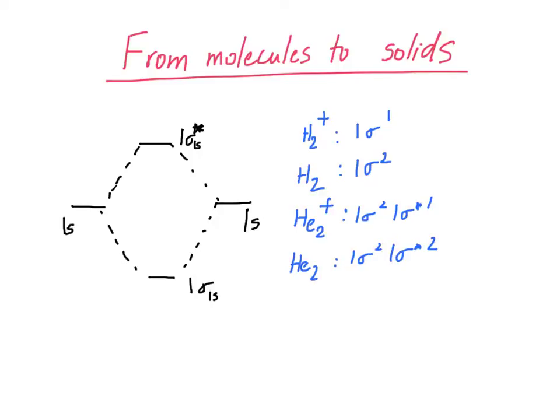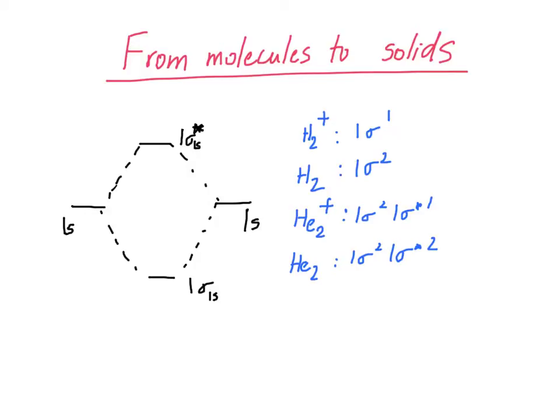Okay, so for H2 plus, we have one electron only, and so that is going to sit in the bonding 1 sigma level. So its electronic configuration is 1 sigma 1. For H2, there are two electrons. You place two electrons in our bonding level, so its electronic configuration is going to be 1 sigma 2. Moving on to helium 2 plus, meaning you have two helium atoms forming a molecule, and you're pulling out one electron from that molecular system, making it singly positively charged.